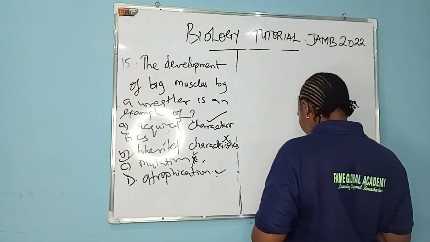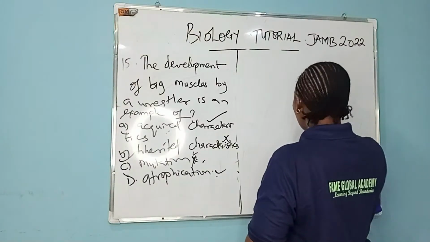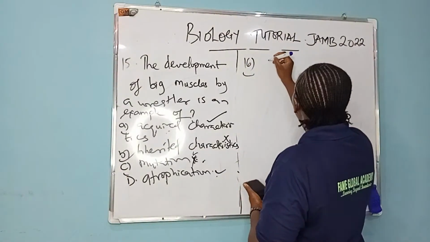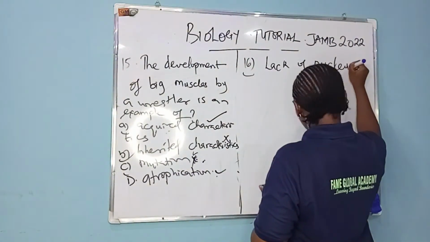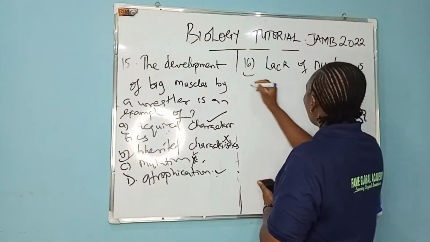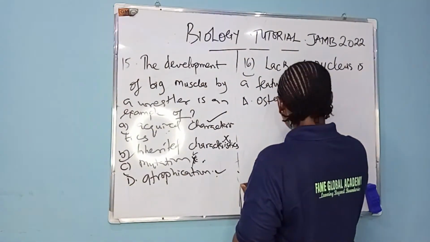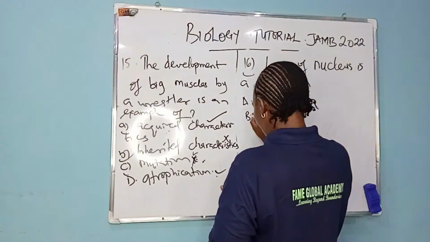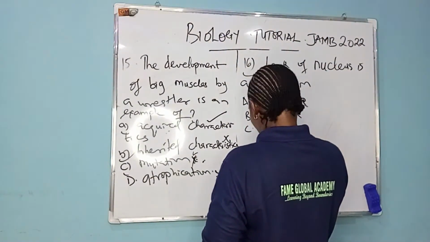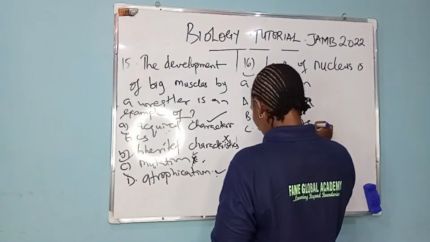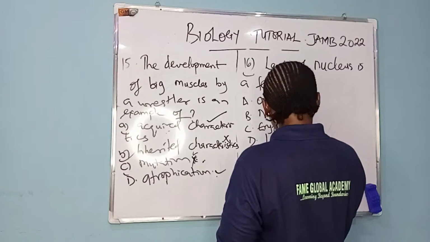Question 16 says, lack of nucleus is a feature in A, osteocytes, B, neuron, C, erythrocytes, D, leukocytes.